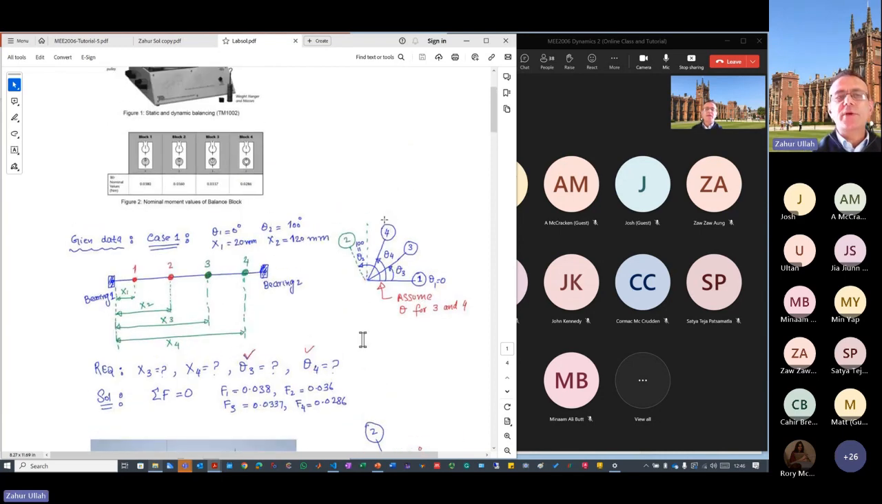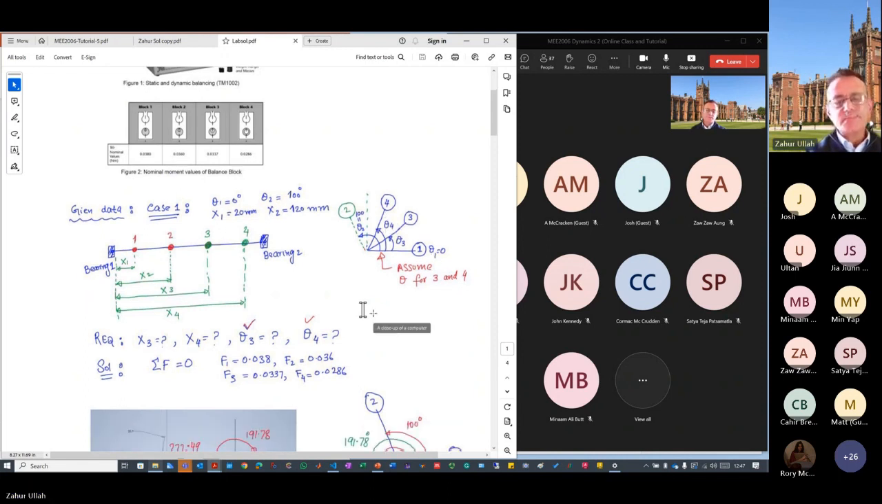So again, as you can see, because you are given theta 1, you can assume that this is 0. And you are given theta 2, which is 100, so it will be somewhere here. And because we don't know theta 3 and theta 4, you can take these in the first quadrant as we are doing in the other cases, because theta 3 and theta 4 are unknown.